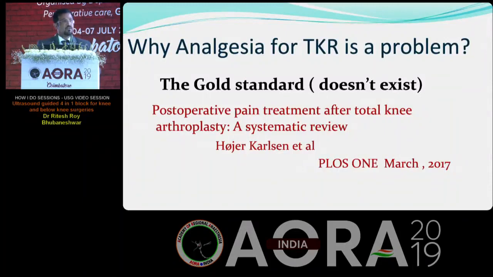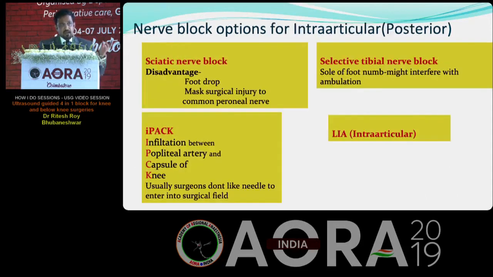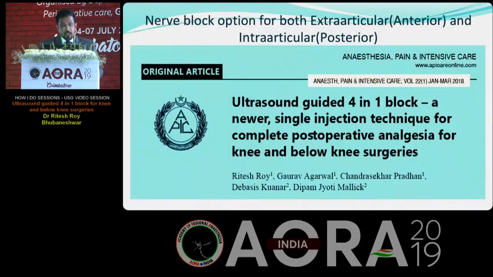Why is analgesia for TKR a problem? Till now, there is no gold standard. Many methods have been tried, some with success and some without. So no gold standard exists till now. And these are the nerve block options for extra-articular, with their own advantages and disadvantages, and combined with it the nerve block options for intra-articular, like the sciatic, the selective tibial, IPACK and LIA.